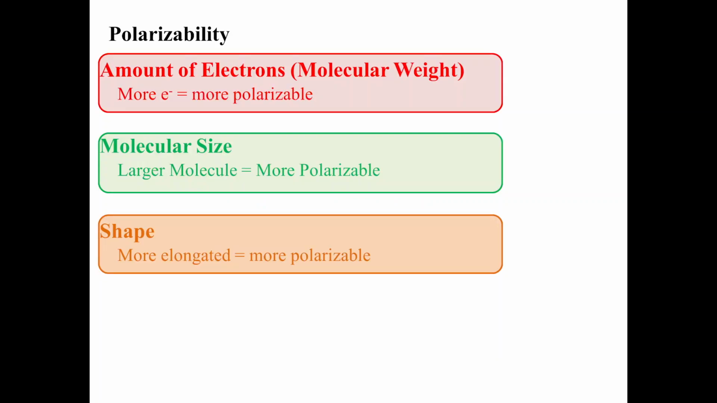So again, to determine polarizability, you want to look first at the number of electrons that are there. A lot of times this is done by looking at the molecular weight. You want to look at the molecular size. Larger molecules are more polarizable. And look at the shape. If the molecule is more elongated, spreading out those positive and negative ends, it's going to be more polarizable. So that's all I have for you today.